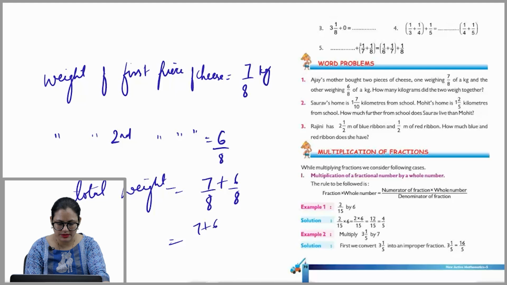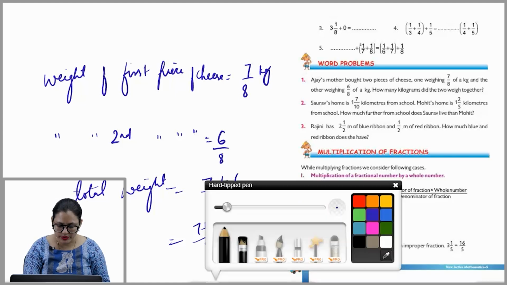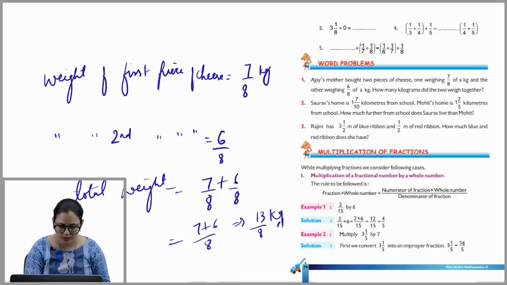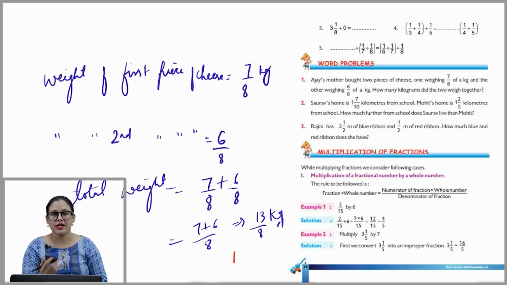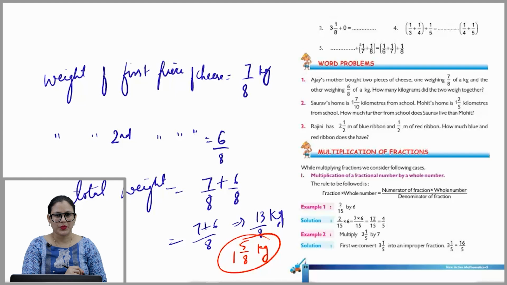7 plus 6 by 8 is equal to 13 by 8 kg, or you can also change it into a mixed number. And in mixed number, what will you get? You will get 1 whole, 8 ones are 8, and then when you minus 8 from 13, you will get 5. Okay. So, 1 whole 5 by 8 kg is the answer, right?